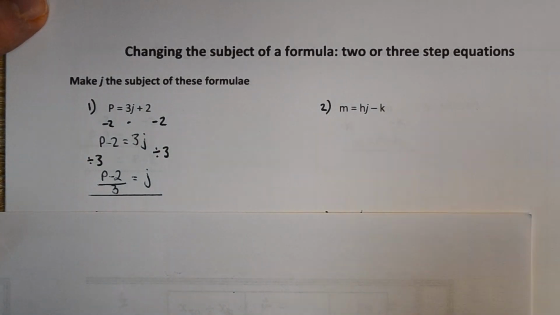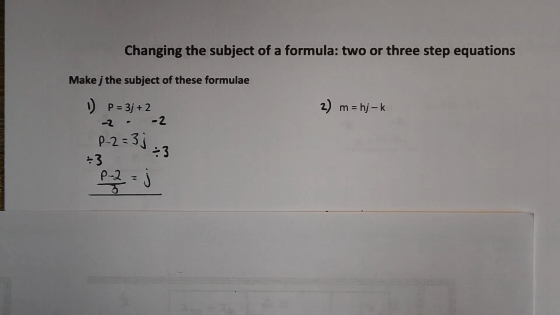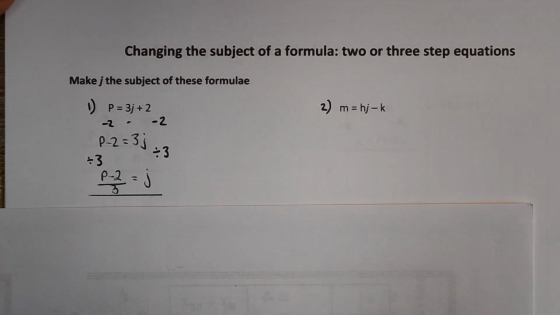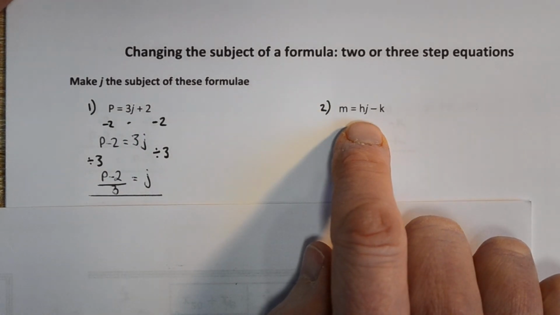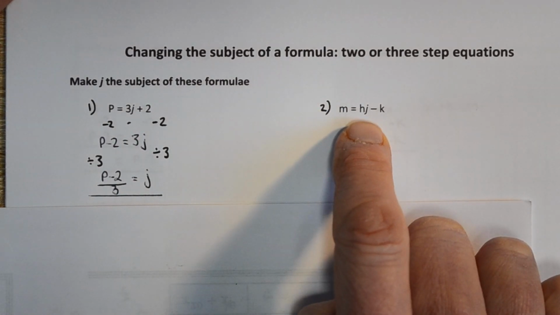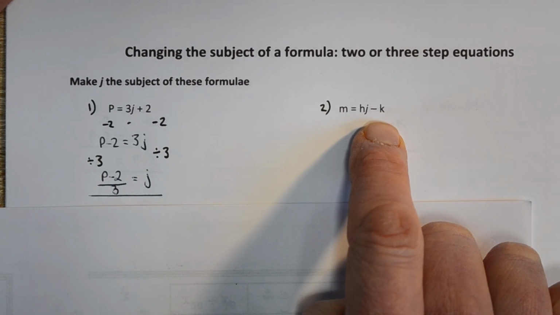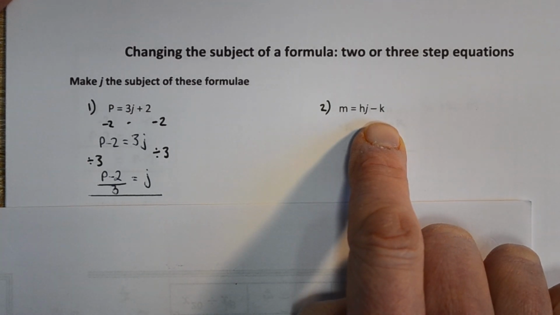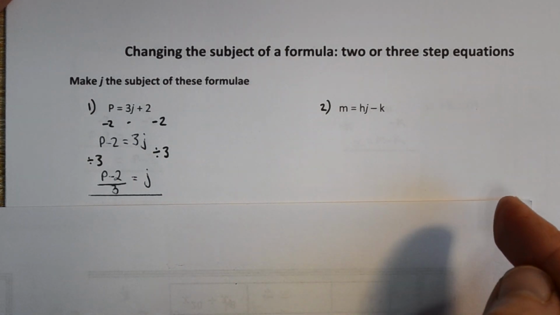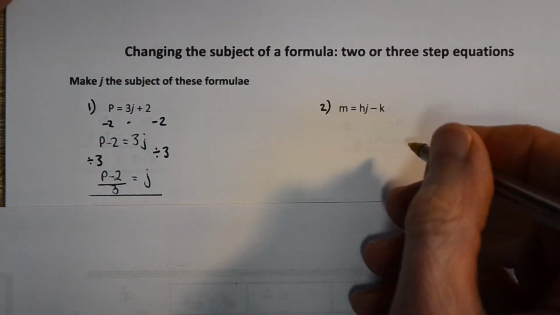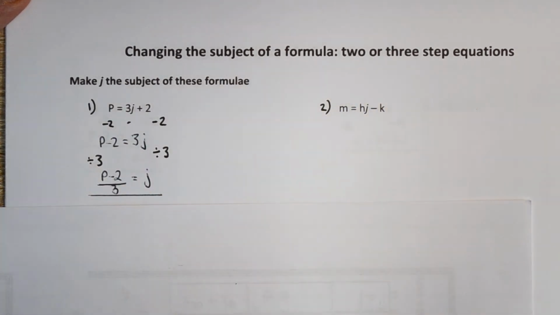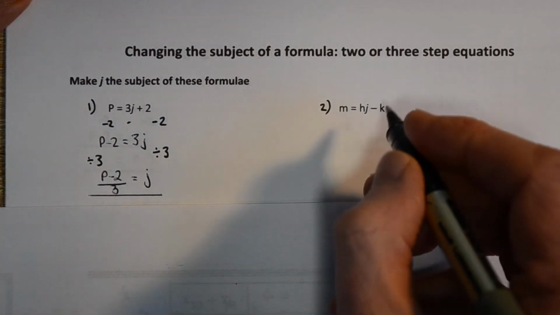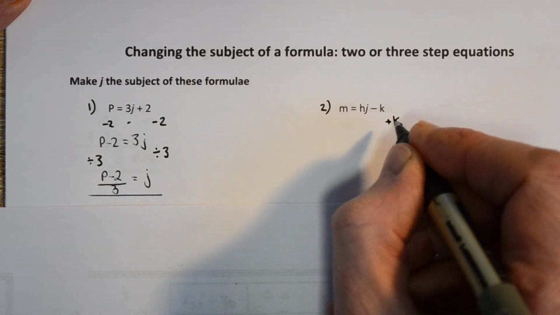Let's have a look at question 2. It's a similar kind of question. Here it's been multiplied by h, that comes first because of order of operations, and then we've got k subtracted. K was subtracted second, and so when we change the subject of the formula we need to do that first. We're doing it in the opposite order. So let's deal with the subtract k. What's the opposite of subtracting k? It's to add it on.